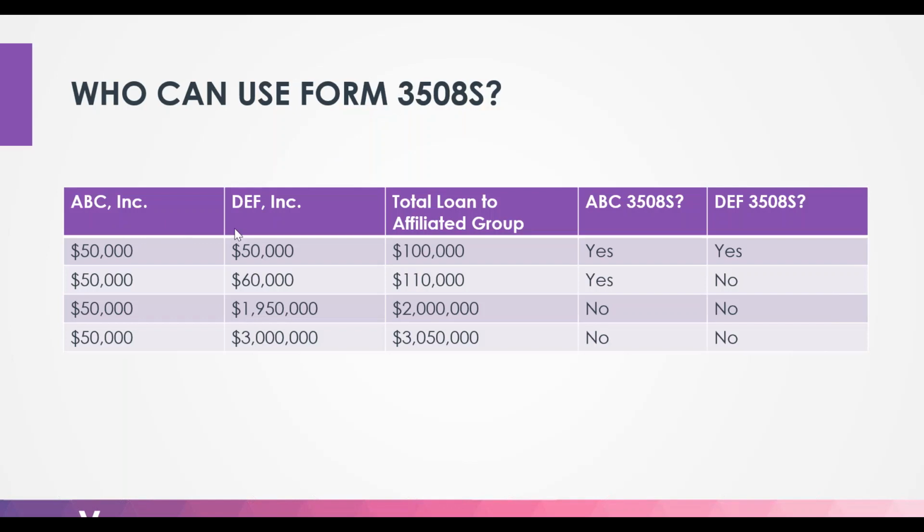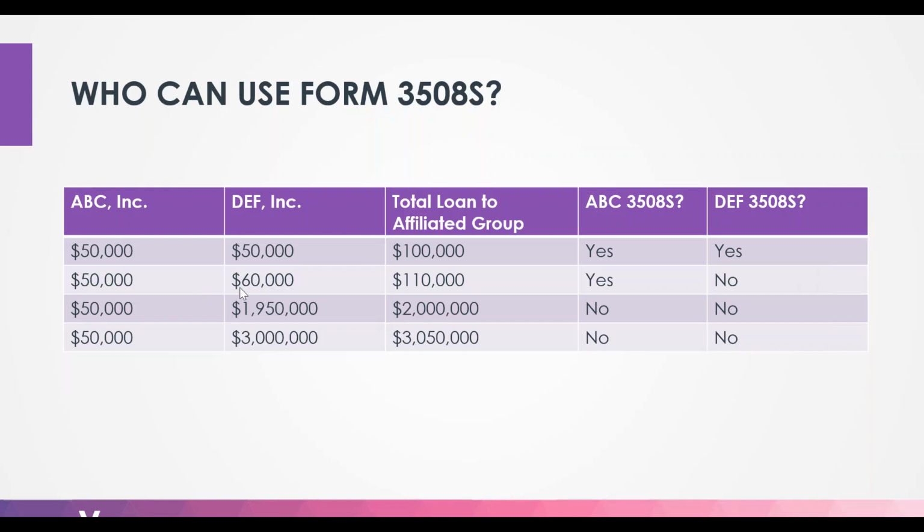So we have company ABC and DEF, and they belong to an affiliated group. So first scenario, ABC gets a loan of $50,000. DEF gets a loan of $50,000. They're the only two members of the affiliated group, so the total is $100,000. Both ABC and DEF can qualify. No problems here.